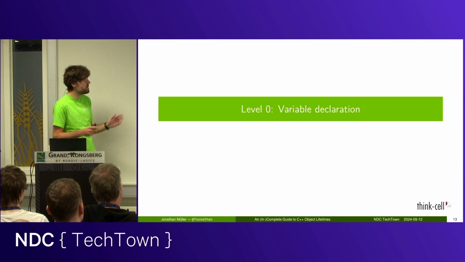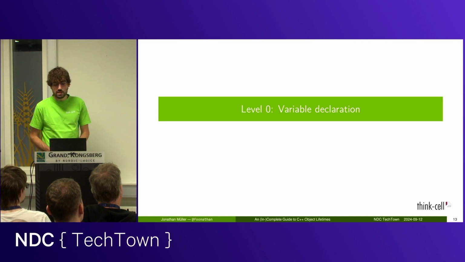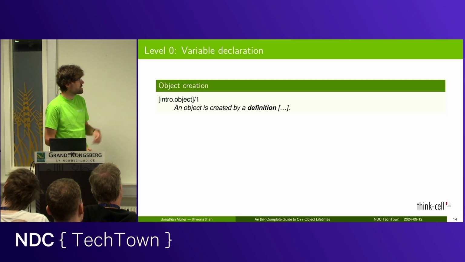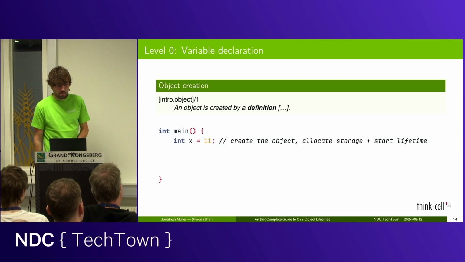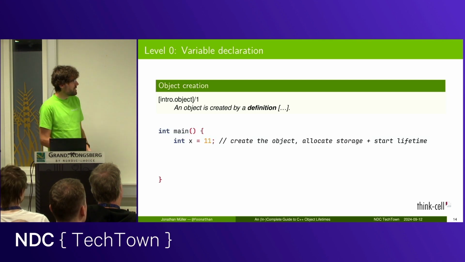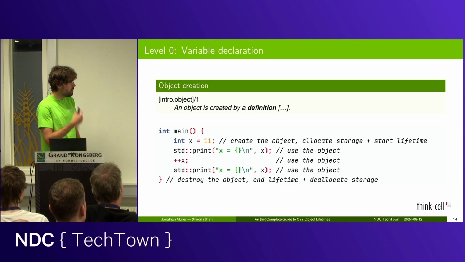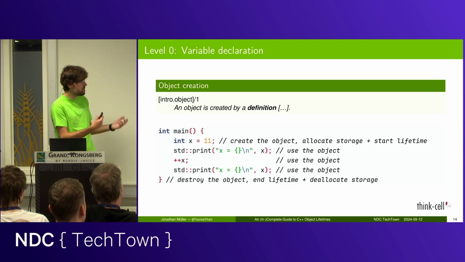And let's begin with the simplest way we can start lifetimes using variable declarations. Intro.object paragraph 1, an object is created by a definition. So here we've got a definition of a variable x, and as we will see, this will both create the object, allocate storage for it, and start the lifetime. So we can then use the object, and then at the closing brace it will be destroyed, which will end the lifetime and also deallocate the storage.